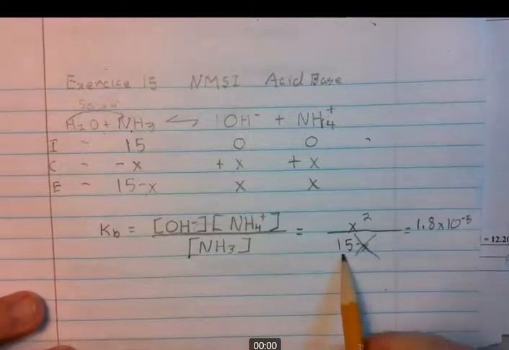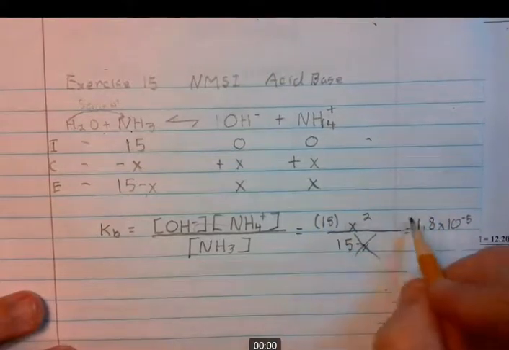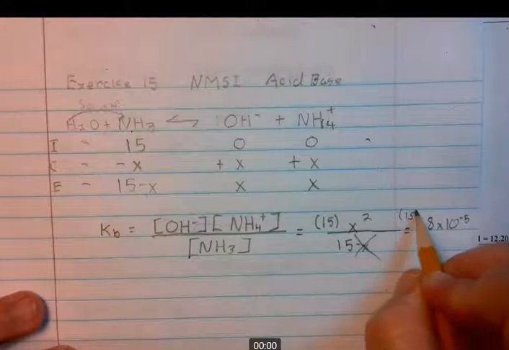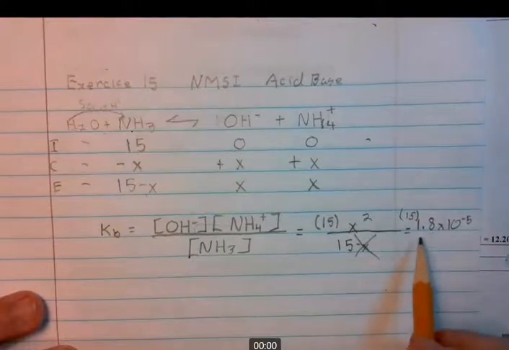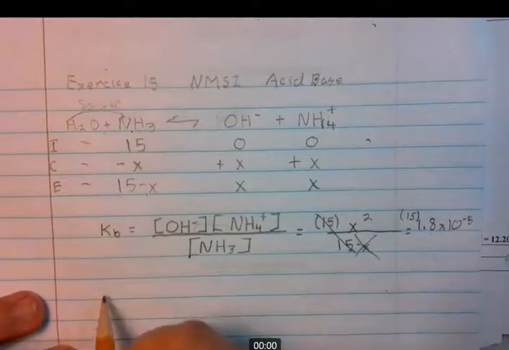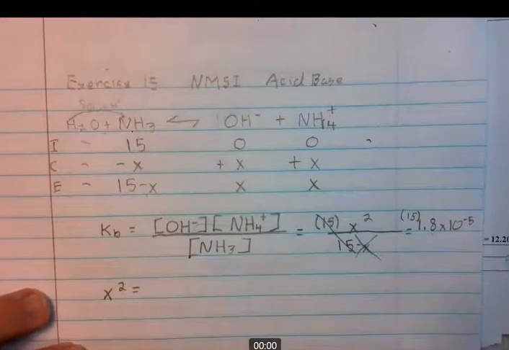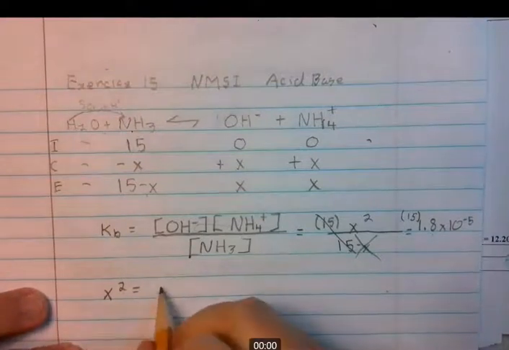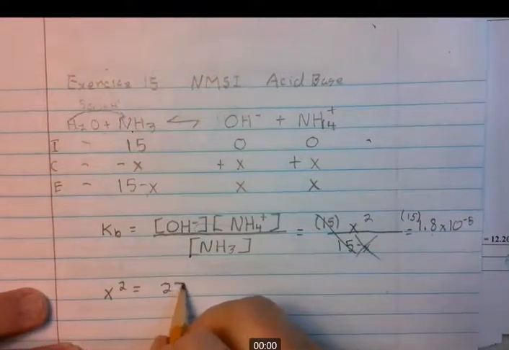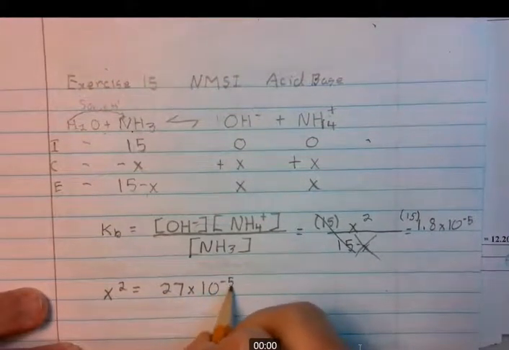Let's come on down here. We're going to multiply both sides by 15. I'll just go ahead and do that here. And over here, this is times 15 as well on this side. So we'll come down here. These 15s cancel. So you end up with x squared equals, and 15 times 1.8 is going to be 27 times 10 to the negative 5.